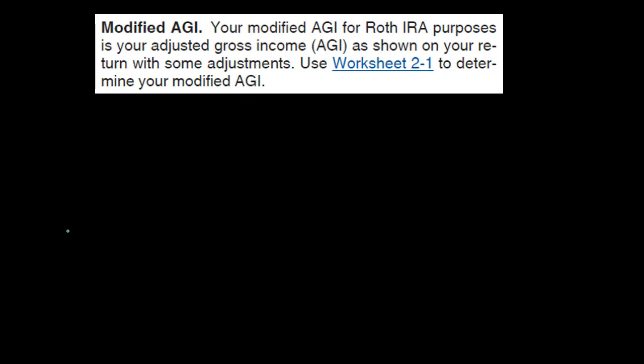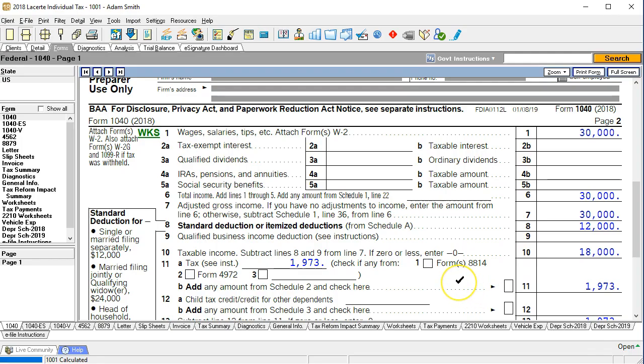Modified AGI or adjusted gross income. Your modified AGI or adjusted gross income for Roth IRA purposes is your adjusted gross income, AGI, as shown on your return with some adjustments. Use worksheet 2.1 to determine your modified AGI. So we had some limitations based on, as your AGI goes up, if it goes past certain levels, then there could be some restrictions, your modified AGI.